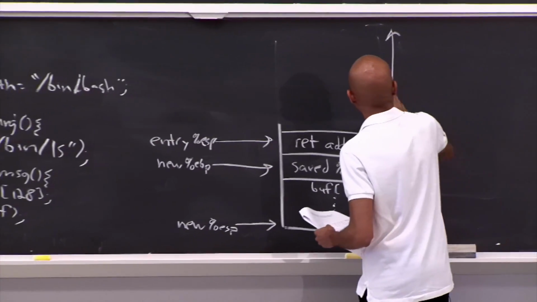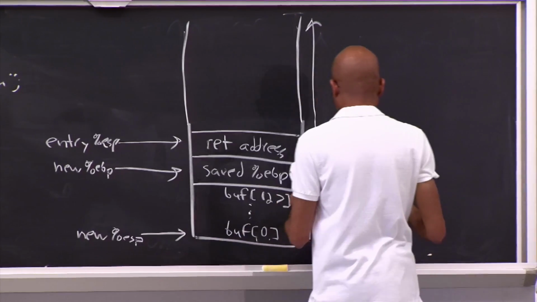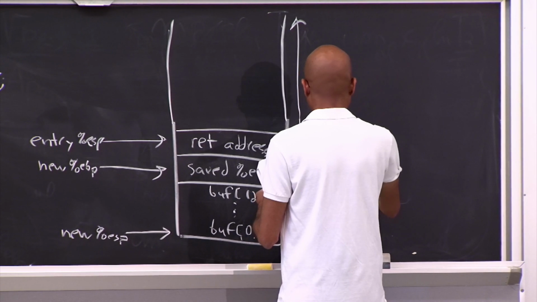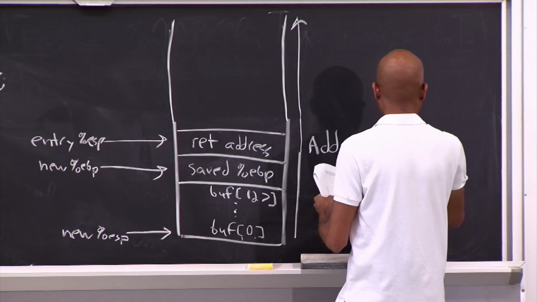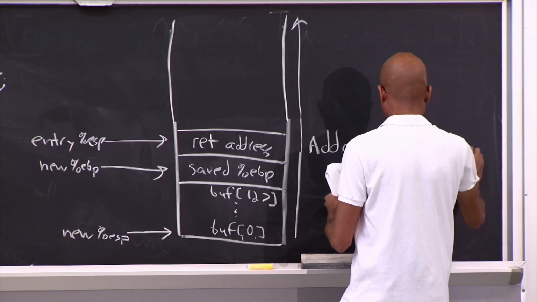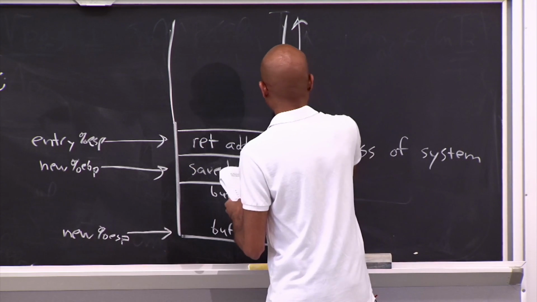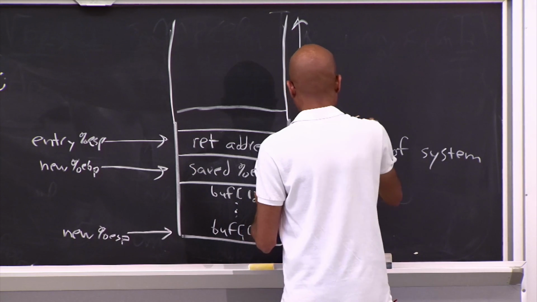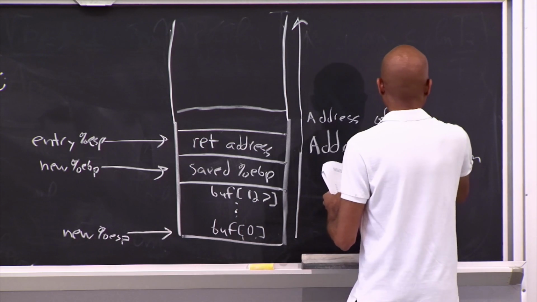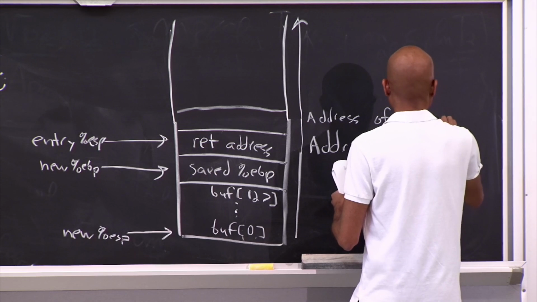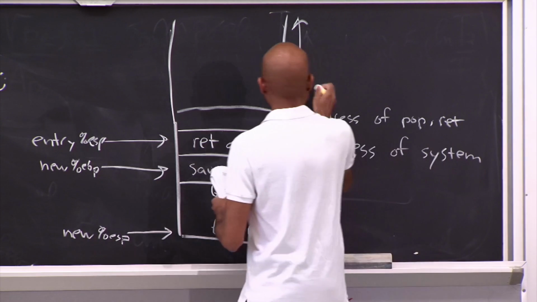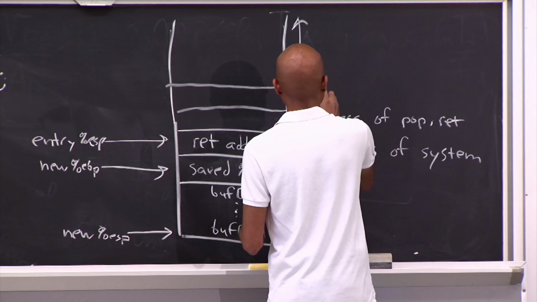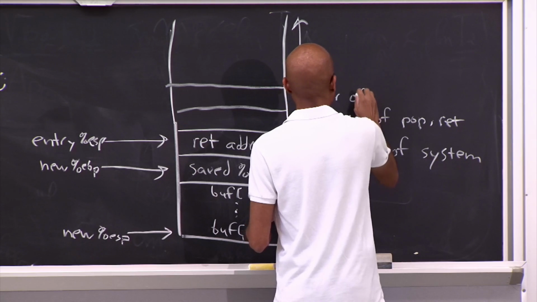Right, so the exploit goes this way. Let's say we do this. The first thing we're going to put here is the address of system. Then the next thing up here is the address of the pop ret gadget. Then up here, we're going to put the address of bash path.